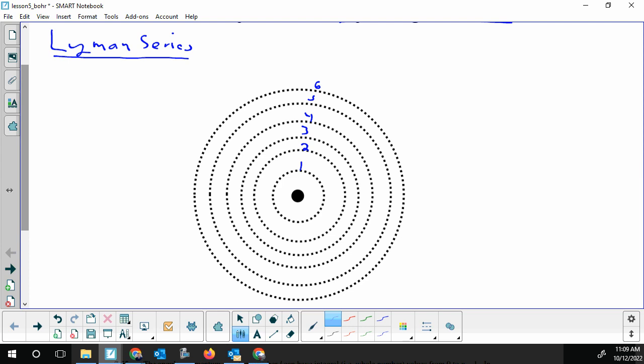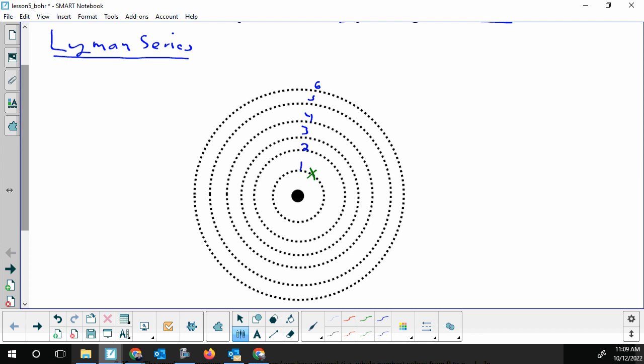Now, the Lyman series is a series of transitions when an electron gets excited. So an electron would start off at the first energy level. That's referred to as the ground state for hydrogen. Hydrogen has one electron. It's going to be in the energy level that's the closest to the nucleus.